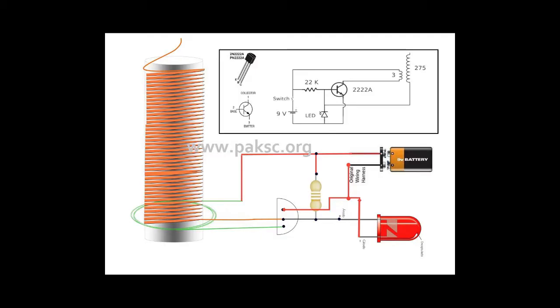This is the diagram of our Tesla coil. We use a transistor of 2222A, and we use a battery of 9 volts, a resistance of 22K, and our first coil with wire is wired with 300 turns, and the second coil is with 2 turns.